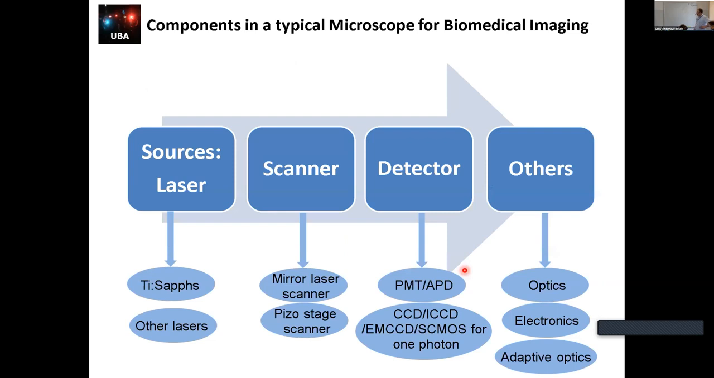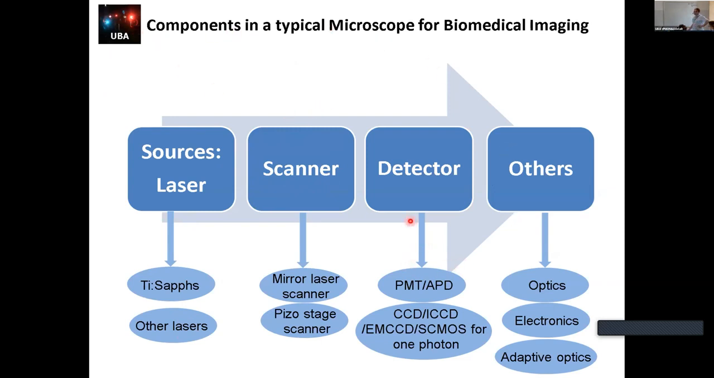But what do we need for laser scanning microscopy? Well, first of all, we need our source of light, which can be lasers. We need something to move our light, because in comparison with the epifluorescence where we illuminate our whole focal plane with light, now we need to move our beam across our specimen.